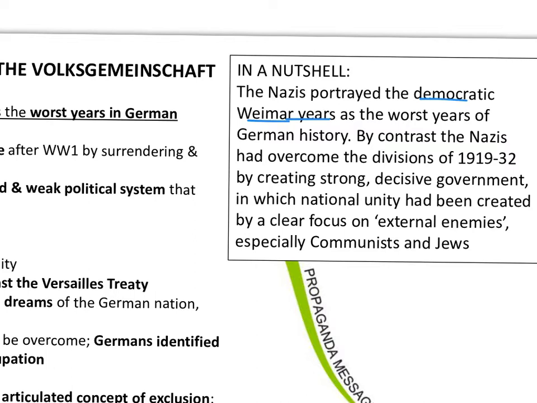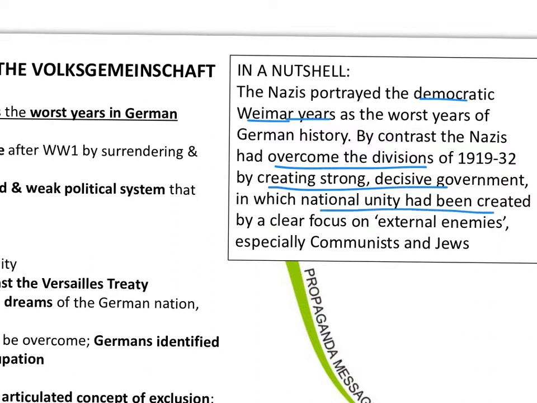By contrast, when the Nazis came in, they overcame those divisions. They created strong, decisive government, the opposite of the Weimar era, in which there were weak coalition governments that often fell apart, often in less than a year.